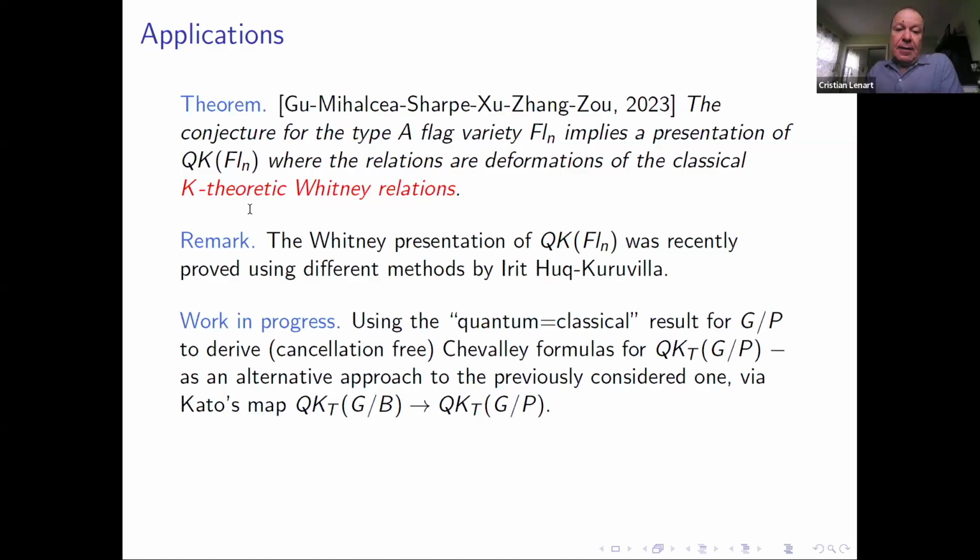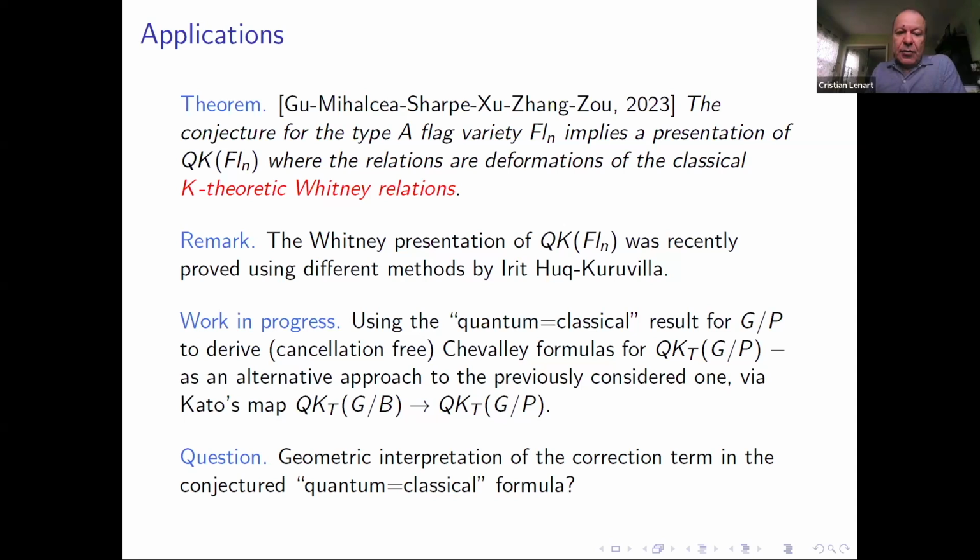by this person. And now, once we know this quantum equals classical result, we open another avenue for deriving cancellation-free Chevalley formulas for partial flag manifolds for their quantum K-theory, because we know these 3-point invariants, which lead to the calculation of the structure constants. So this is an alternative approach to the one we considered previously via Kato's map from G/B to G/P. We want to see if this gives us some extra mileage for getting such cancellation-free formulas beside the ones that we already derived or not. And of course, it would be nice to find some geometric interpretation of this correction term in the conjectured quantum equals classical formula.